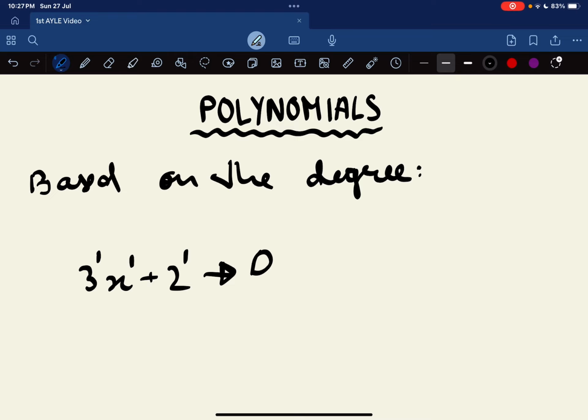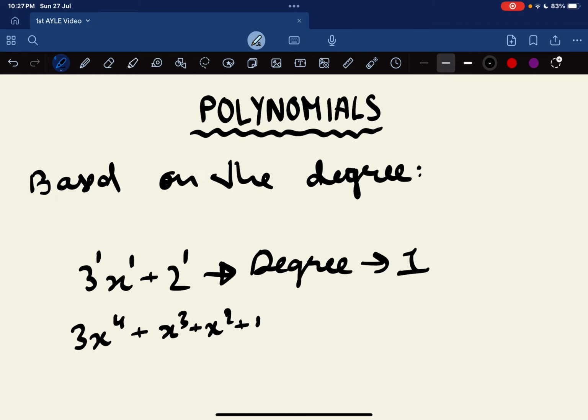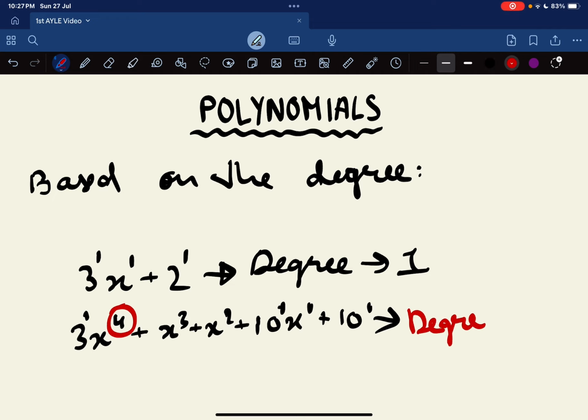So the degree over here is 1. But if we have something like 3x to the power of 4 plus x cubed plus x squared plus 10x plus 10, here, let's start out by listing the exponents. So 3 has an exponent of 1, x has 4, x has 3, x has 2, and then 10 has 1, x has 1, and then 10 has 1 again. So over here, the highest number is 4, and that's why the degree over here is going to be 4. Alright, so this is something that we want to keep in our minds.